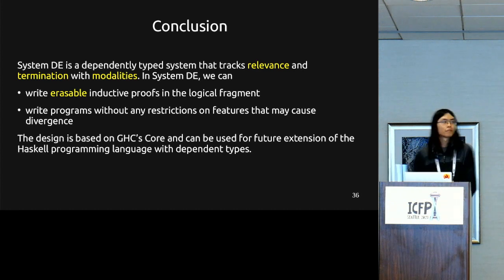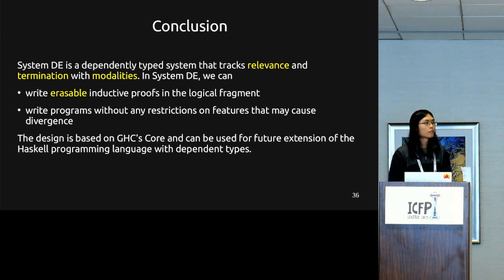I have a question about data types. In languages like Haskell, you could define Russell's paradox using data types. So how does your calculus catch things like this? Do you have to declare data types in the logical fragment and subject them to more rules, or how does that work?